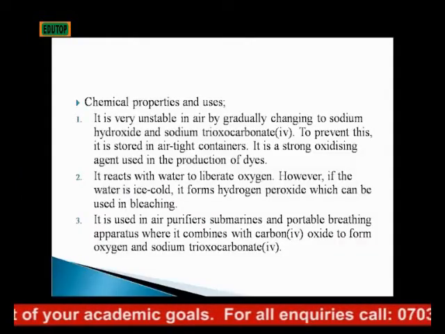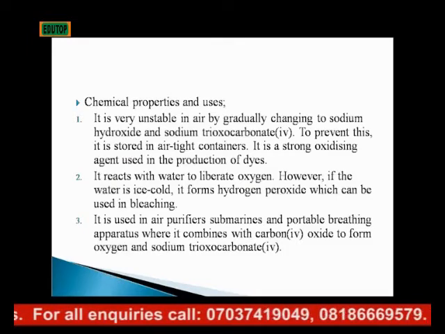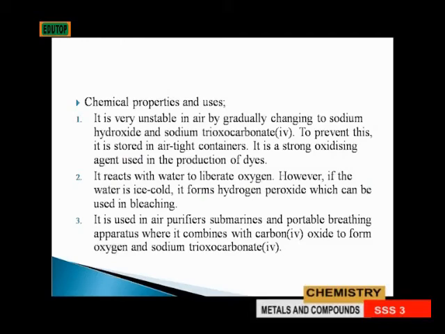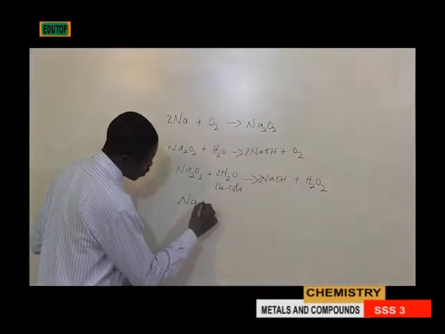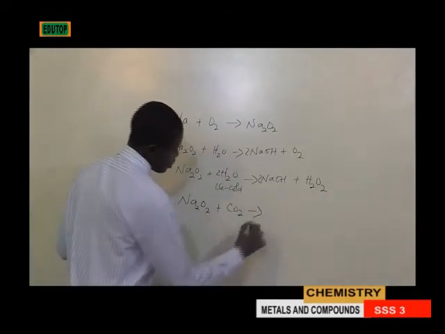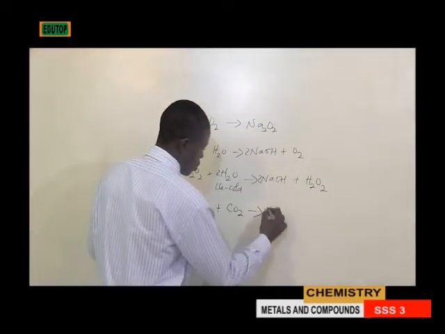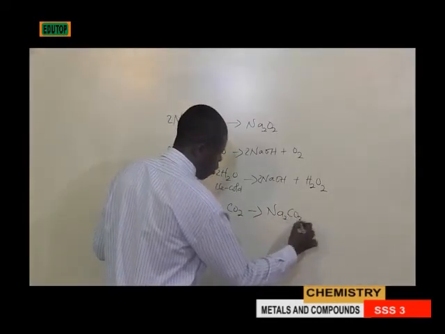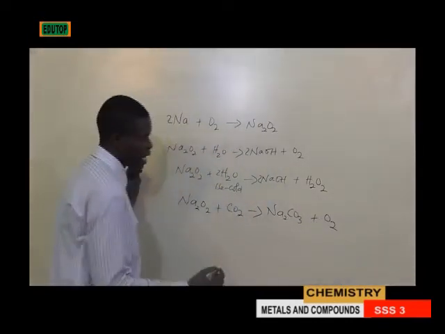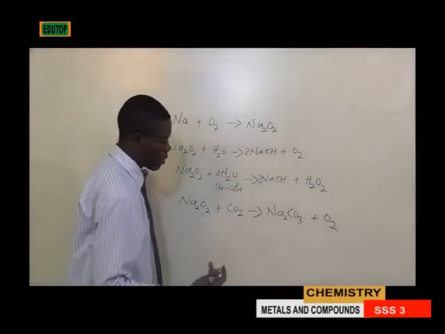3. It is used in air purifiers, submarines, and portable breathing apparatus, where it combines with carbon(IV) oxide to form oxygen and sodium trioxocarbonate(IV). In submarines, oxygen and trioxocarbonate(IV) are formed in the process, and the oxygen is used because oxygen is required in breathing.